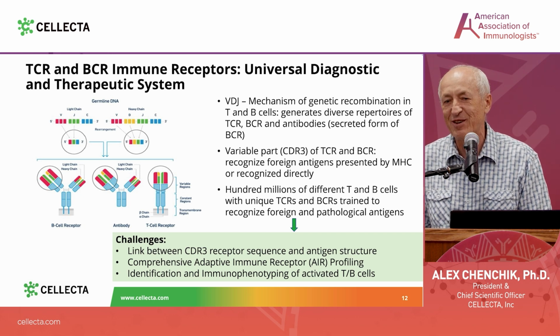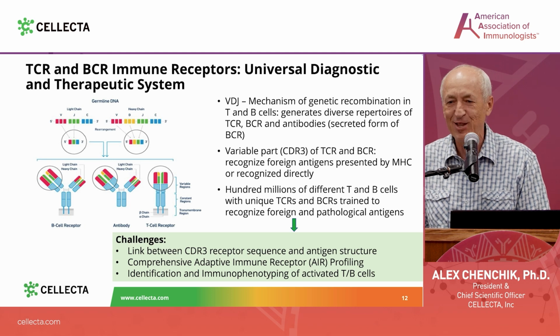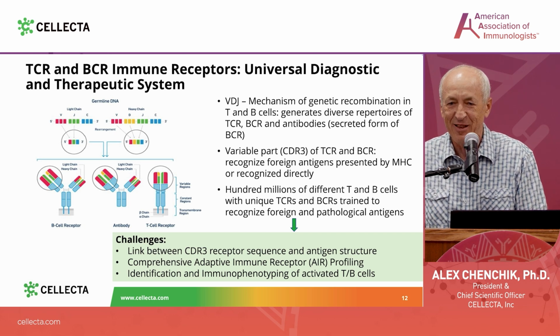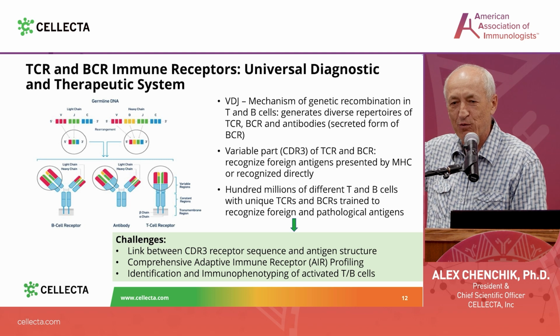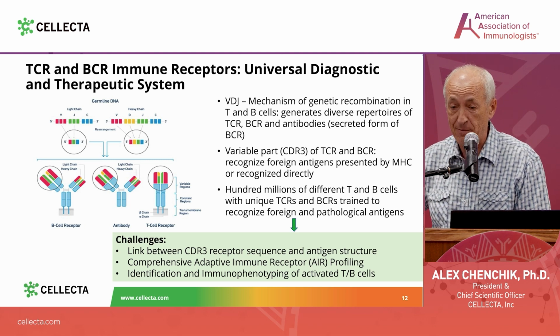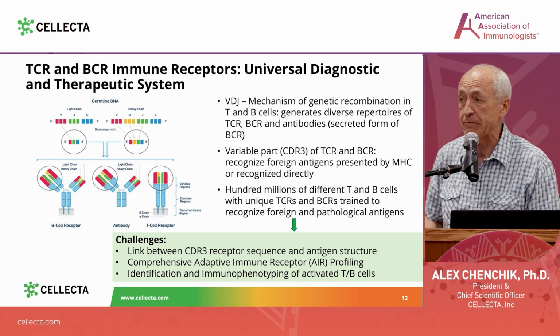And what does it mean? 100 million different T cell immune receptors is at least 10,000-fold more than the number of human genes in the human body. You realize, when we are talking about expression profiling, it is nothing in comparison with the complexity we need to study here. So the first question is how to study this enormous complexity. We are going to discuss it briefly.